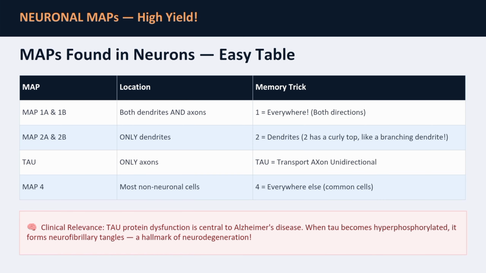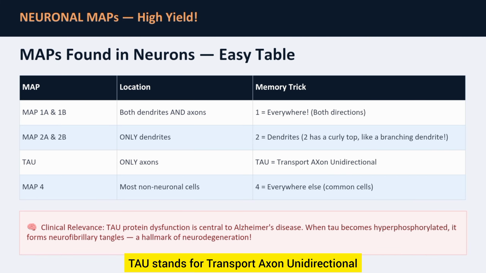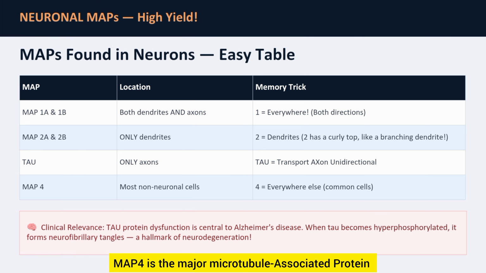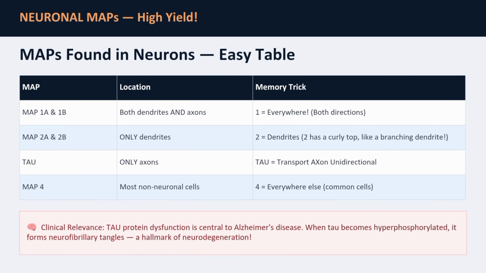Tau. Tau is found only in axons. Only axons. Memory trick. TU stands for transport axon unidirectional. And MAP 4. MAP 4 is the major microtubule-associated protein in most other cell types, meaning non-neuronal cells. So MAP 4 is the common person's MAP. Let me repeat that quickly. MAP 1, dendrites and axons. MAP 2, dendrites only. TU, axons only.